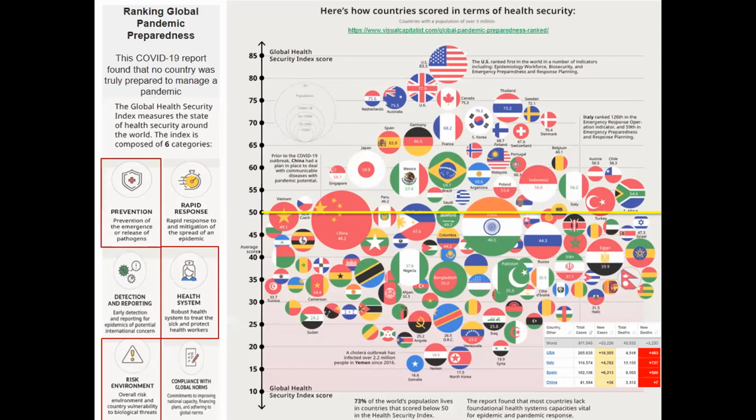If we just take the top 4 countries that have the highest number of cases and deaths, that is the USA, Italy, Spain, and China, and look at their preparedness, we see that the US scored the highest with 83.5, and that was in terms of the epidemiology workforce, their biosecurity and emergency preparedness, as well as their response planning.